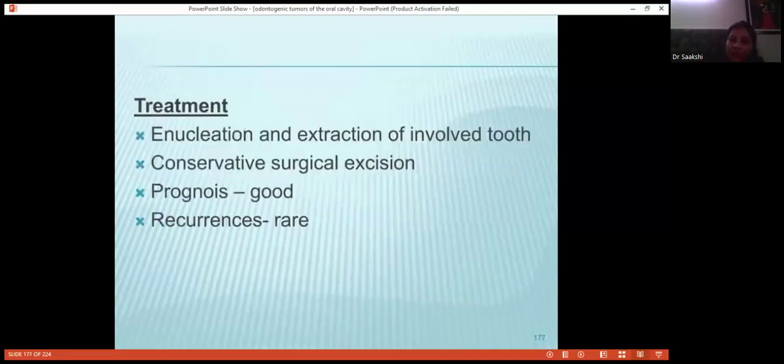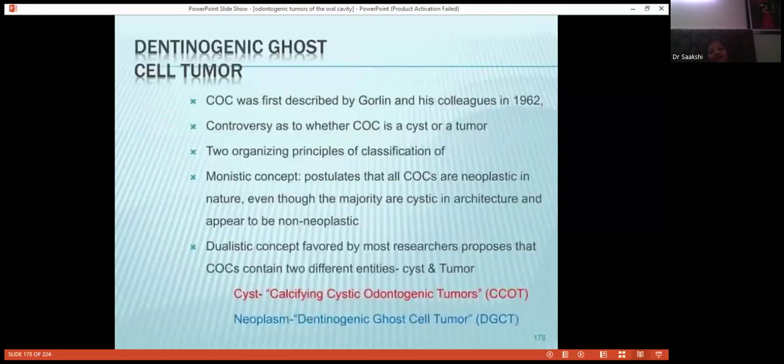Treatment includes enucleation, extraction of the involved tooth, conservative surgical excision, prognosis is good, and recurrence rate is rare. Then next is your dentinogenic ghost cell tumor. COC, that is calcifying odontogenic cyst, was first described by Gorlin and his colleagues in 1962. That is why we gave calcifying odontogenic cyst its earliest name as the Gorlin cyst.